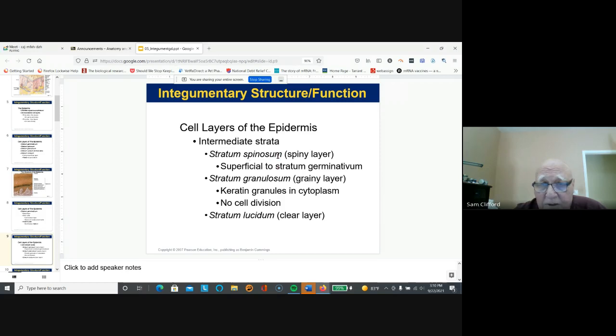The stratum spinosum is the spiny layer just above the stratum germinativum. It's where cells are continuing to grow. The stratum granulosum is not growing. I may have said that wrong, but the stratum granulosum has granules of melanin and is producing keratin granules that will ultimately flow into the dead stratum corneum cells and help waterproof the skin and hold the stratum corneum together.